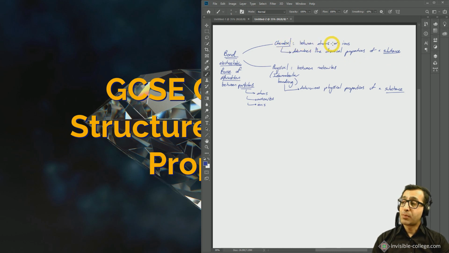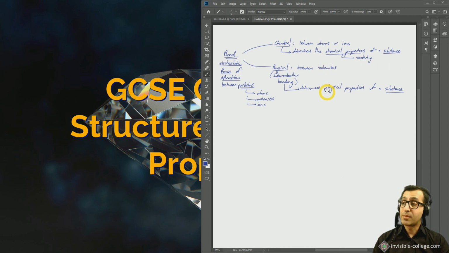So, chemical bonding is the bonding between atoms or ions, and it determines the chemical properties of elements and compounds or pure substances. So by chemical properties, again, what we mean here is reactivity in essence. So in other words, what will that element or compound react with? How fast will it react? How energetically will it react? And so on.